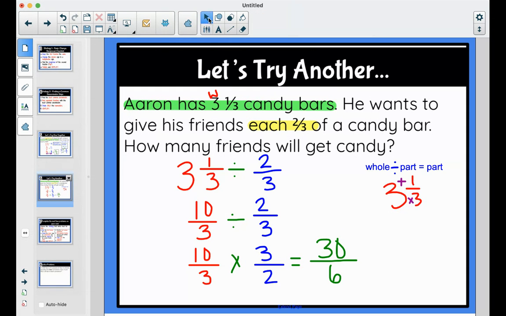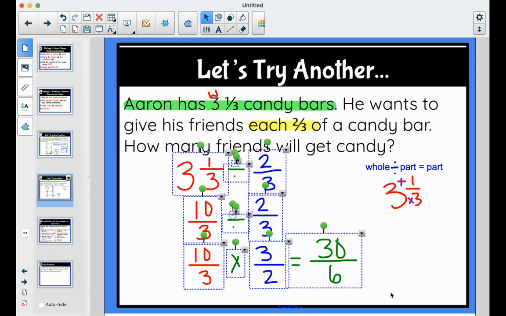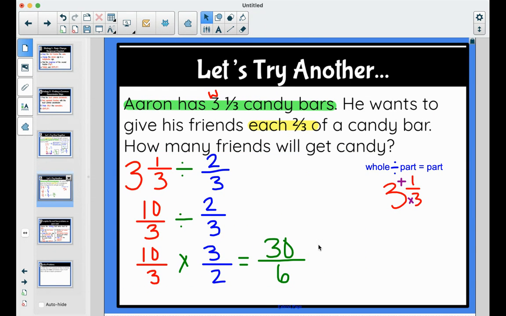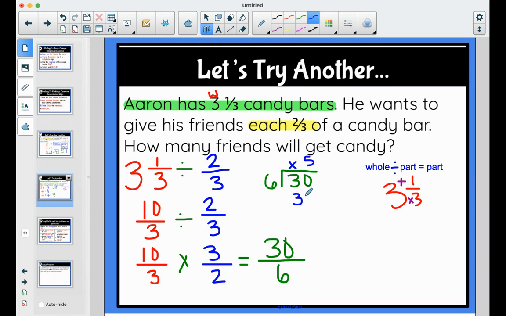So I ended up with an improper fraction as an answer. We know 30 is bigger than 6. So we need to divide 30 by 6 in order to determine what my final answer will be. I can't keep my answer like that. So 6 can't go into 3 because 6 is too big, but can 6 go into 30? 6, 12, 18, 24, 30. It can, 5 times. 5 times 6 gives me 30, and 30 minus 30 is 0.